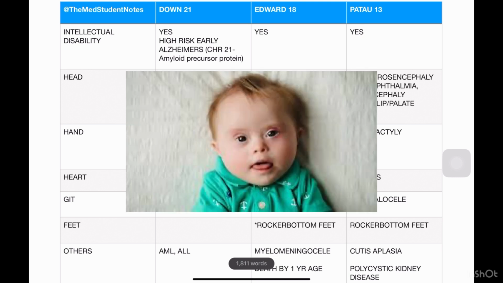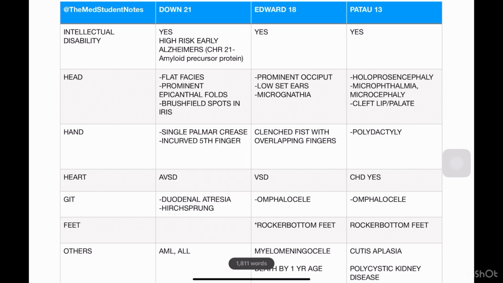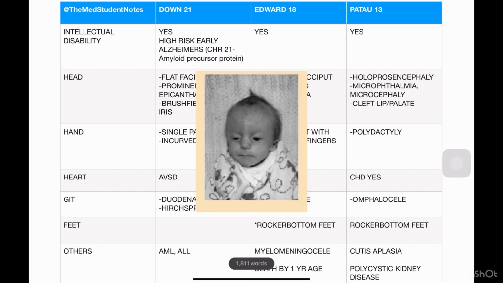Secondly, when we look at the head, Down syndrome patients are going to have flat faces with prominent epicanthal folds and Brushfield spots in their iris. Edwards syndrome will present with a prominent occiput, low set ears, and micrognathia, which is a small jaw.